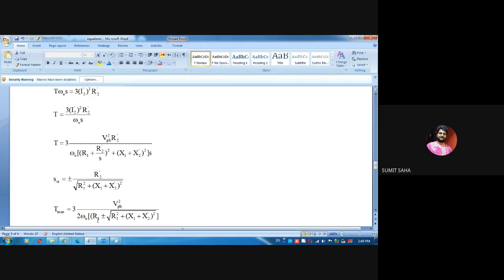Sir, plus and minus sign. Plus and minus sign. Okay. So plus sign will be for motoring or braking? Plus sign will be for motoring. Negative sign will be for generating or braking. Okay. Anything else that strikes you?